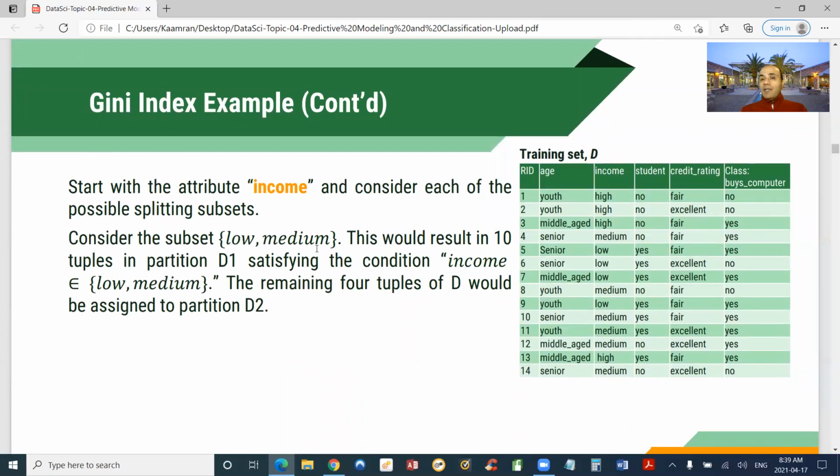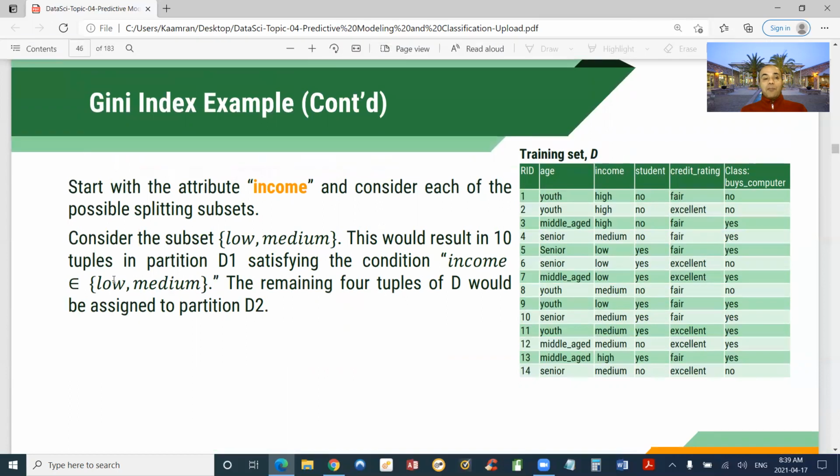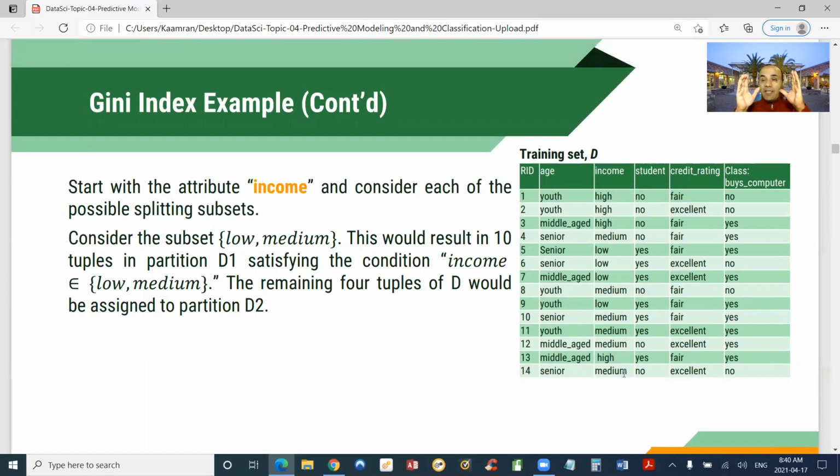Let's consider low and medium. It would result in 10 tuples in partition D1, satisfying the condition income belonging to low and medium. How do we calculate that? So income, low and medium. So low, 1. So medium, 1, 2, 3, 4, 5, 6, 7, 8, 9, and 10. So if I say low and medium, I'm going to combine them. I'm going to add them.